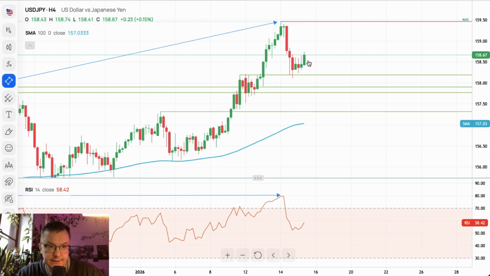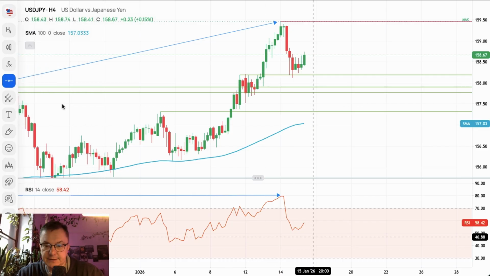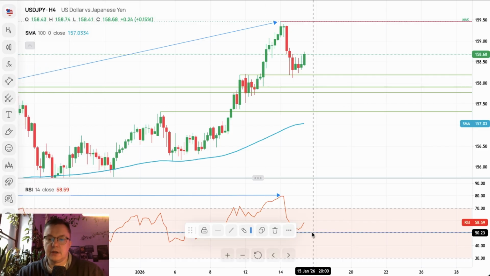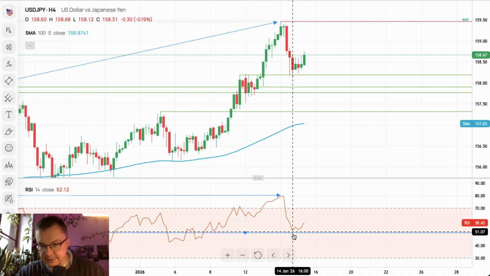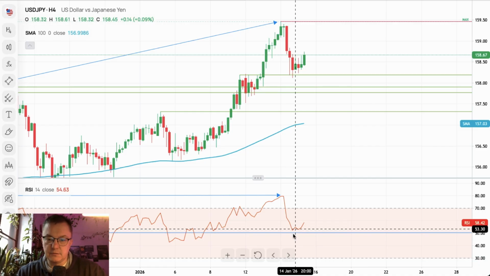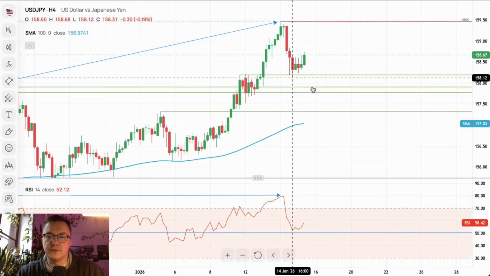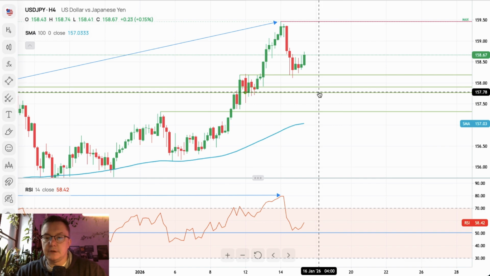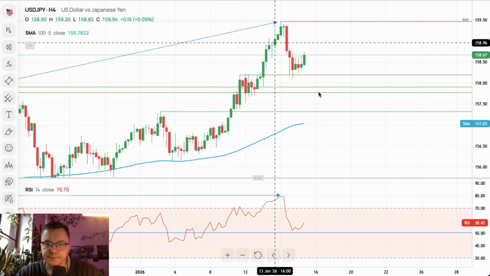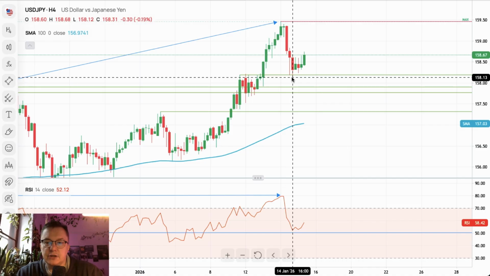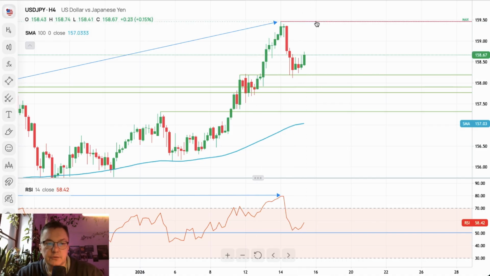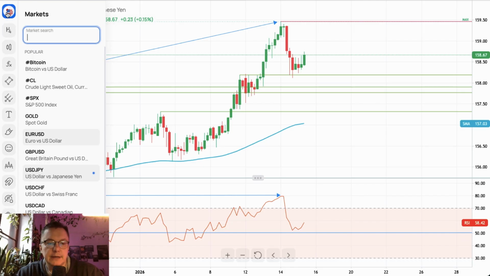Let me just place the 50 line on the RSI so you can see that we just bounced. We almost hit the level of 50, right? Almost hit it, and now the market is trying to bounce. Of course, any breakout below 157.78 is more bearish than bullish. Sharp correction, sharp pullback towards the immediate technical support. Now the market is ready to move higher yet again.